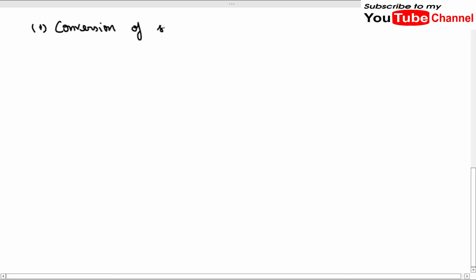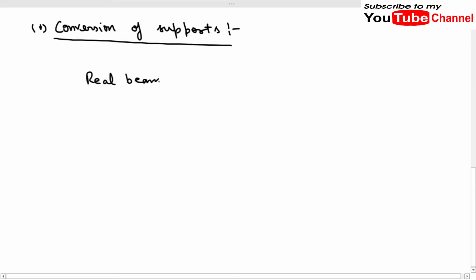Conversion of supports. So we have to convert the supports of the real beam into its conjugate type supports. Let me write it here. For the real beam, or you can write it here, real support, which was there in the original beam.